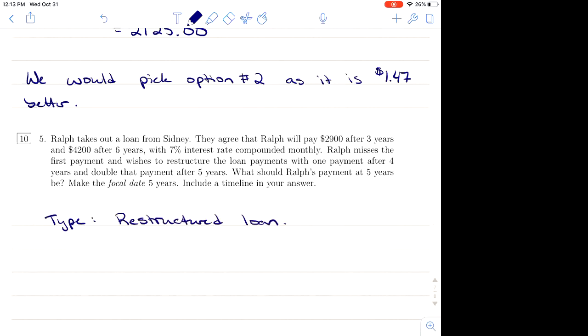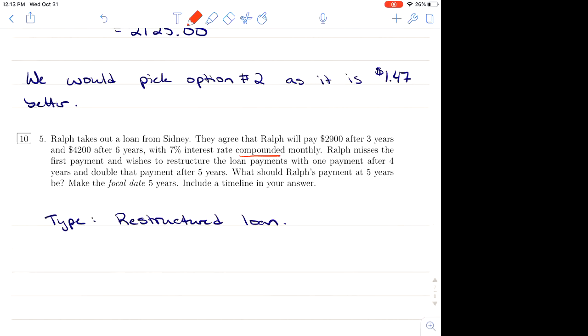Okay. So Ralph takes out a loan from Sydney. They agree that Ralph will pay $2,900 after 3 years and $4,200 after 6 years, with 7% interest rate compounded monthly. Right? So we'll just make a note here. We're compounding. Ralph, of course, misses the first payment and wishes to restructure the loan payments with one payment after 4 years and double that payment after 5 years.